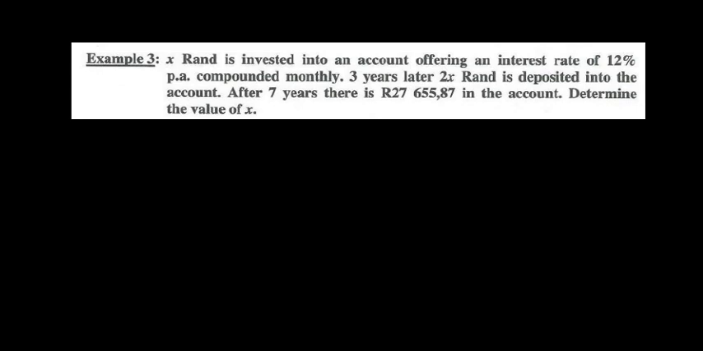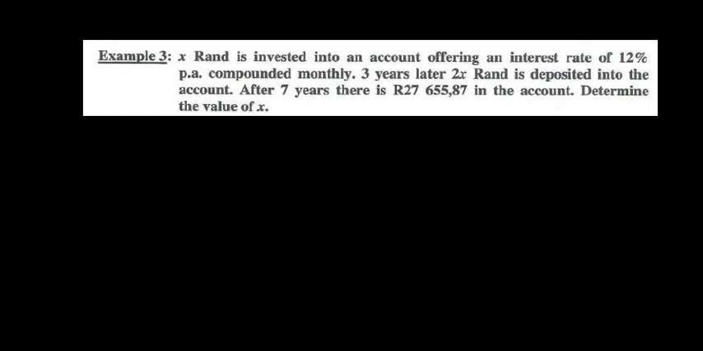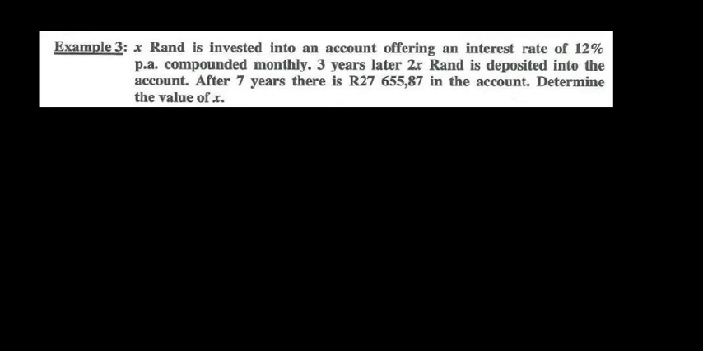All right, good people. So that was exactly 6 minutes. Very, very nice question there. I hope you had much fun solving it. X rand is invested into an account that is offering an interest rate of 12% per annum compounded monthly. So first of all, we need to convert this to decimal. So this will be 0.12. 3 years later, 2x rand is deposited. After 7 years, there is this amount. Determine the value of x.